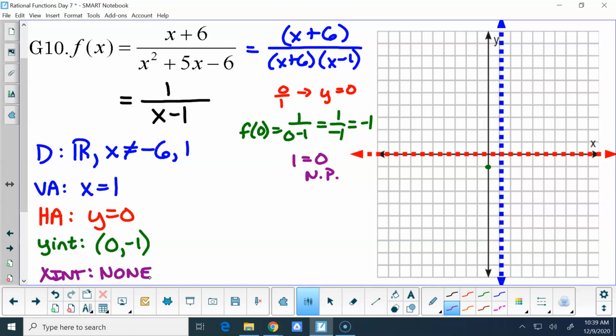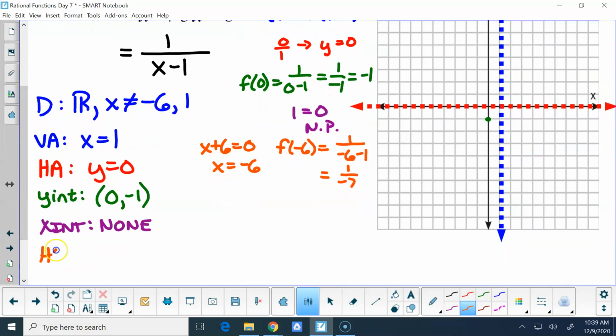Find the hole. So we factored out x plus 6. So I'm going to set that equal to 0, and that's going to give me negative 6. And then I have to put that into my function. 1 over negative 6 minus 1. That's going to be 1 over negative 7. So my hole is at negative 6, comma, negative 1/7.